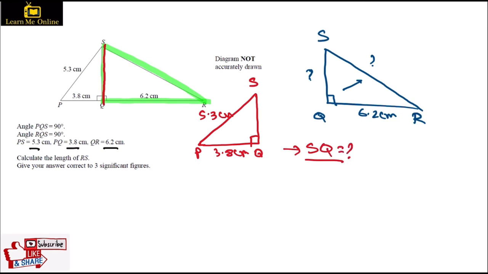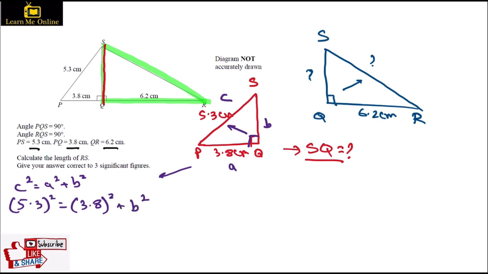First thing we see is that this is making a 90 degree. Opposite to the 90 degree is the hypotenuse with the letter c. The other sides are a and b. This time we are finding out the length of b. I'm doing the working out here, which is c square equals a square plus b square. c square is 5.3 square, a is 3.8 square, and b is what we are finding out. Because we are finding b square, b square is 5.3 square minus 3.8 square.